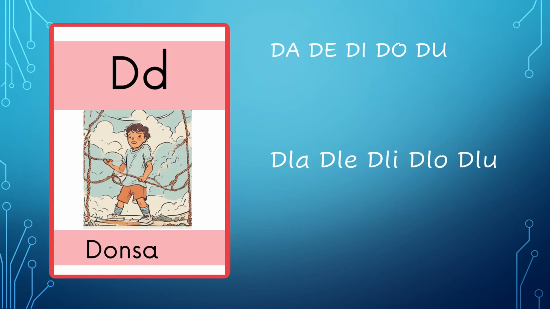The next letter will be D. In Zulu, it will sound like da, de, di, do, do. When an L is added, it sounds like la, le, li, lo, lu. An example of this would be donza, which means to pull.